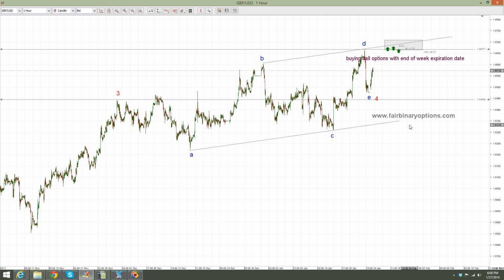Possible running variation of a contracting triangle on the market, and therefore we would like to buy the break of the highs there.